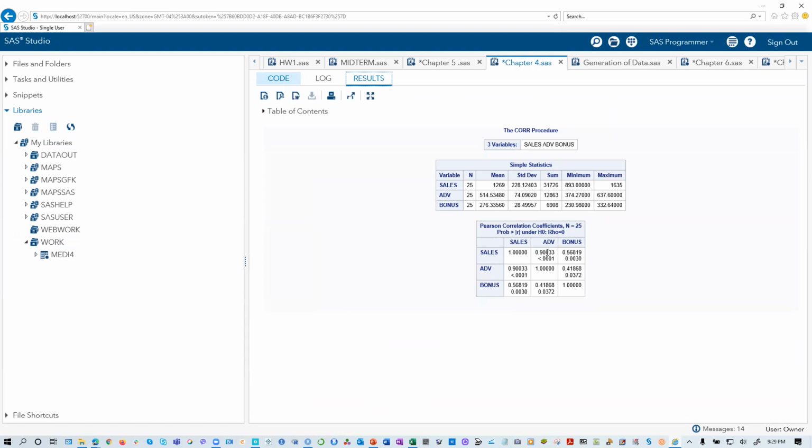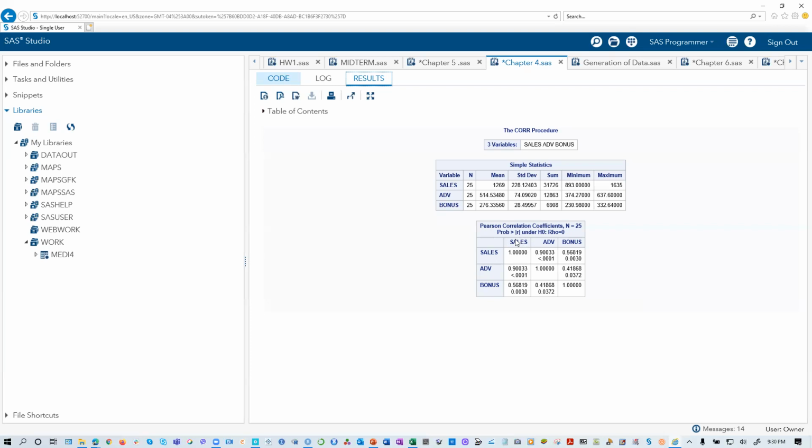See, this is going to be repeated here. Advertising with advertising is the same thing, you always get 1. And advertising to bonus is nothing, it's negligible. There's no relationship between advertising and bonus. It's not important. Even though you have the variables, you're not going to check all the relationships between all the variables. You have to be careful.